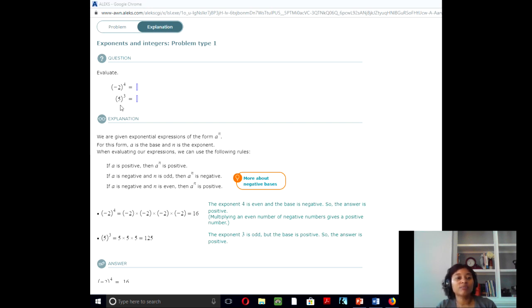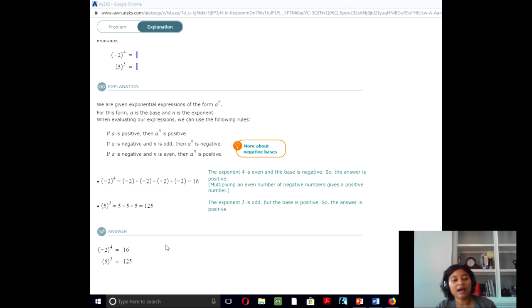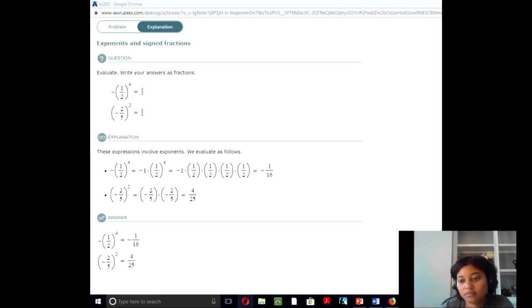With the second problem, it's 5 with an exponent of 3. 5 in parentheses, and they multiplied 5 times 5 times 5, and they came up with a number of 125, and that's also a positive number. As you can see that the base, which is 5, is positive, and the exponent is positive, and there was a positive outcome here. Okay, let's move on to the next problem.